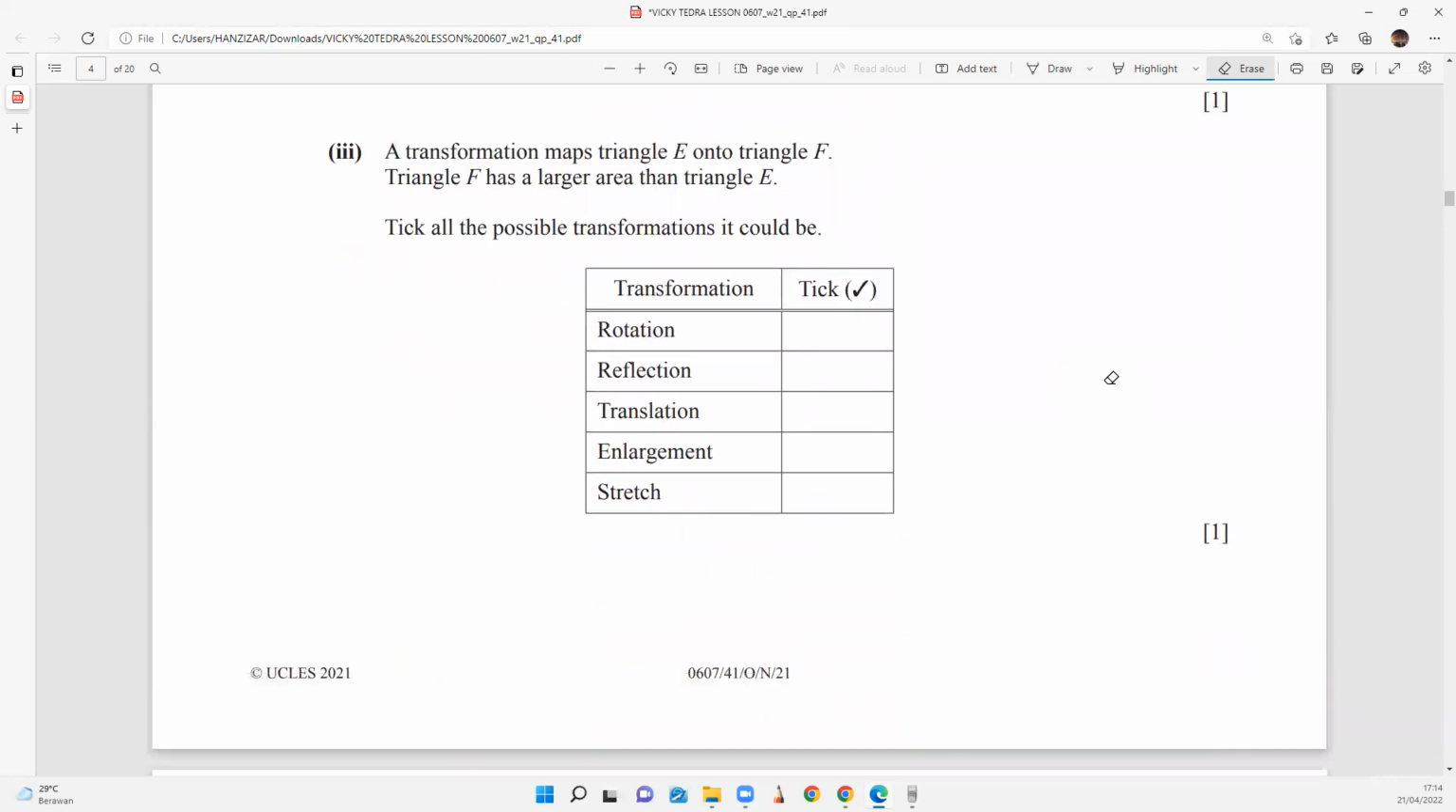Okay, part 3. A transformation maps triangle E to triangle F, larger area. It doesn't say about the congruency, larger area, so it is not congruent because they change the size, so it is either enlargement or stretch. It has no clue about similarity. So is it similar? Might be yes, might be no. Can be true or false. Okay, if true, it is enlargement. If false, it is stretching. Okay, so this is only about the logic, and I think it is still simple.